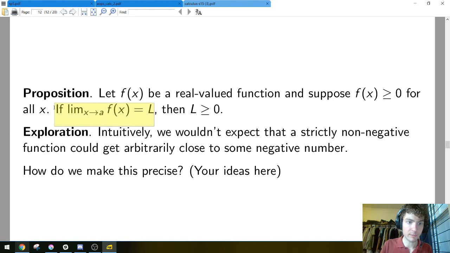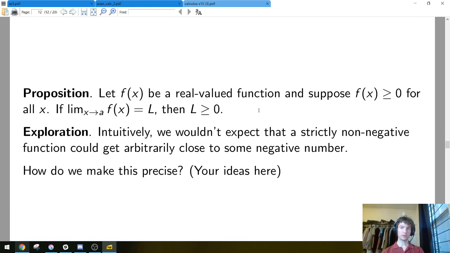But remember that the limit does not need to be an output of the function. Right? For instance, you could have a function with a hole or something. So there is no relationship between the outputs of the function and the limit values in general. So we have to be a little more careful. But okay, so is that statement of what we're trying to prove, that the value of the limit is non-negative, intuitive to you or clear?